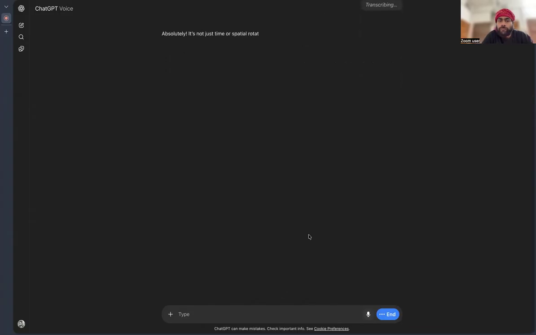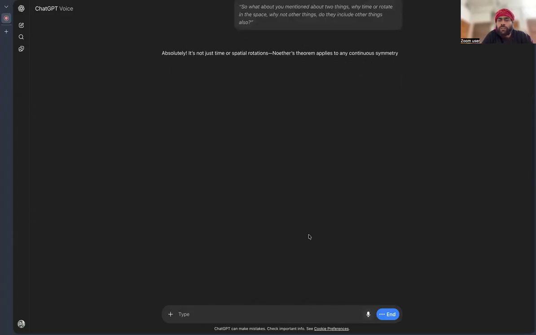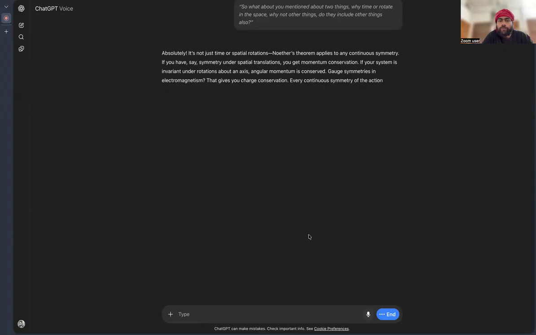Absolutely. It's not just time or spatial rotations. Noether's theorem applies to any continuous symmetry. If you have, say, symmetry under spatial translations, you get momentum conservation. If your system is invariant under rotations about an axis, angular momentum is conserved. Gauge symmetries in electromagnetism give you charge conservation. Every continuous symmetry of the action leads to a conservation law. It's as broad as the symmetries you can define.